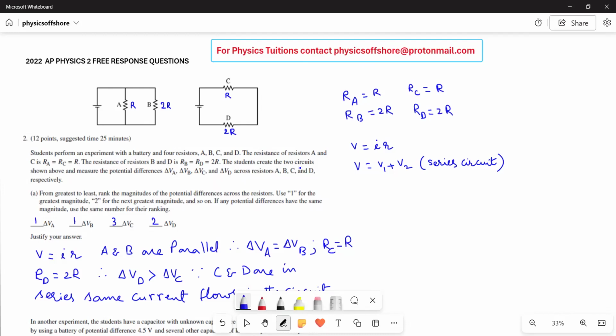The students create the two circuits shown above and measure the potential differences delta V_A, delta V_B, delta V_C, and delta V_D across resistors A, B, C, and D respectively. First part: from greatest to least, rank the magnitudes of the potential differences across the resistors. Use 1 for the greatest magnitude, 2 for the next greatest magnitude, and so on. If any potential differences have the same magnitude, use the same number for their ranking. Justify your answer.